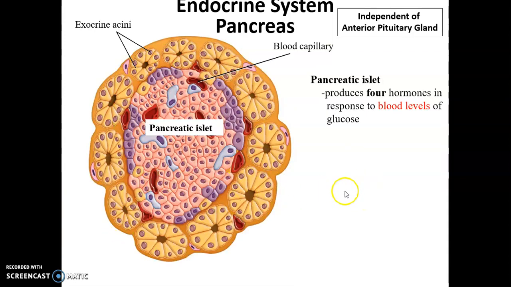Within the pancreas are these interesting pancreatic islets, and within these pancreatic islets are 4 cells that produce 4 different hormones that respond to blood levels of glucose. The pancreas, therefore, is observing the bloodstream and the blood levels of glucose to determine when to release these hormones, and so it acts independent of the pituitary gland. Also worth noting, there's also this exocrine tissue because the pancreas is also part of the digestive system.